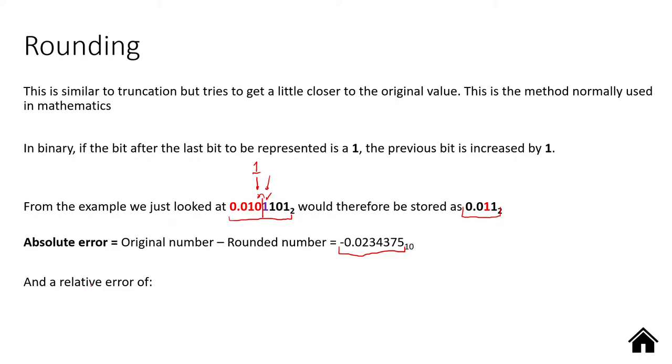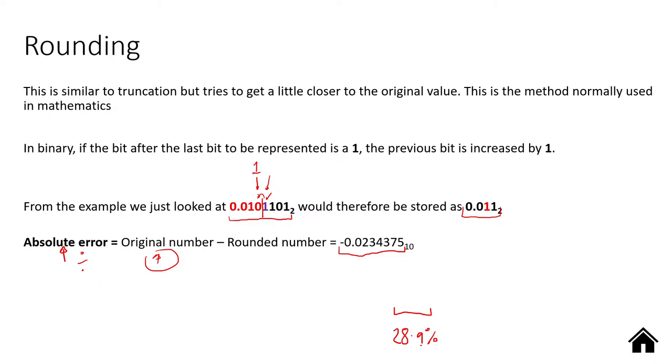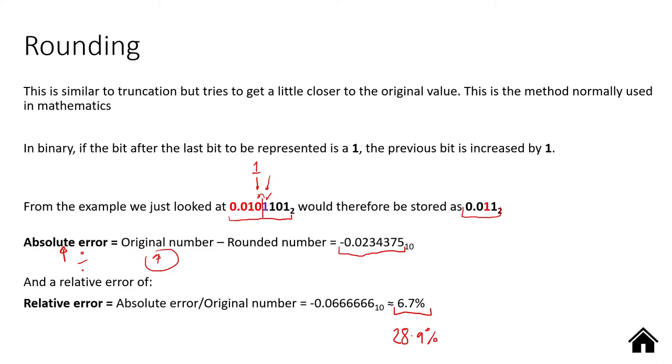Again, you'll have a calculator in your exam. Please do take one. I was in a mock exam the other day and I had 4 students that didn't take a calculator, the absolute lemons. We did have them in the exam though, luckily enough. So the relative error, again, remember, relative error is absolute error divided by the original number, which is this one here. And that gives us 6.7%. What was the last one? Was it 28.9% or something? I can't remember now. Yeah, 28.9. So rounding, in this instance here, is much more accurate. That's what we would go with in this instance.